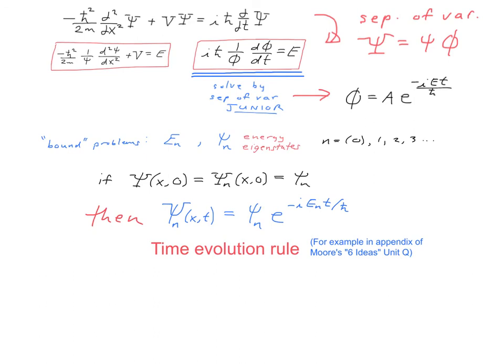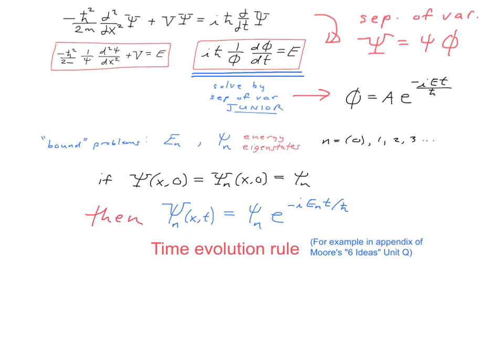In the case of unbound problems, instead of having just particular values of E, these E sub n's that would be allowed, there could be a whole continuum of them. And so we'd have something similar, except that instead of just having discrete values of E sub n, we just have a whole continuum of things like this.